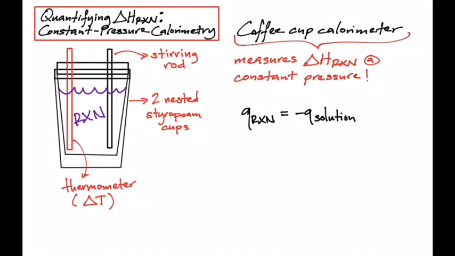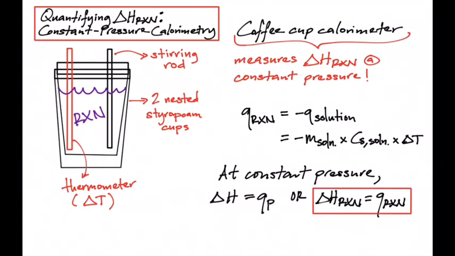And we know the formula for heat. Heat, or Q, is equivalent to mass times the specific heat capacity times the change in temperature. And so if we know the specific heat capacity of the solution, we know the mass of the solution, we can measure delta T, and that's basically equivalent to Q reaction. All right, so at constant pressure, delta H, or the heat of reaction, is equivalent to Q reaction.